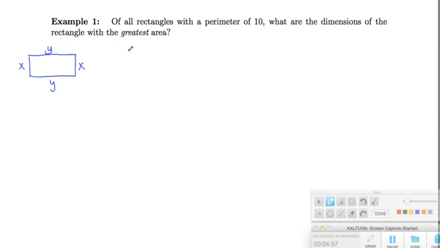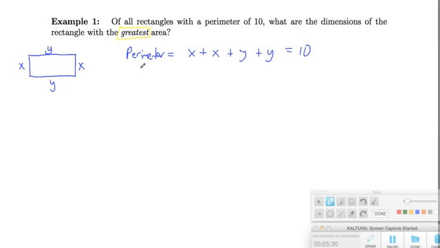Now, a perimeter of 10 means that if you added up all these side lengths, you'd get 10, right? So x plus y should be equal to 10 if the criteria there are satisfied. Now they want to know what are the dimensions of the rectangle with the greatest area. Well, notice the word greatest there. So this is a maximization problem. They want us to find the max.